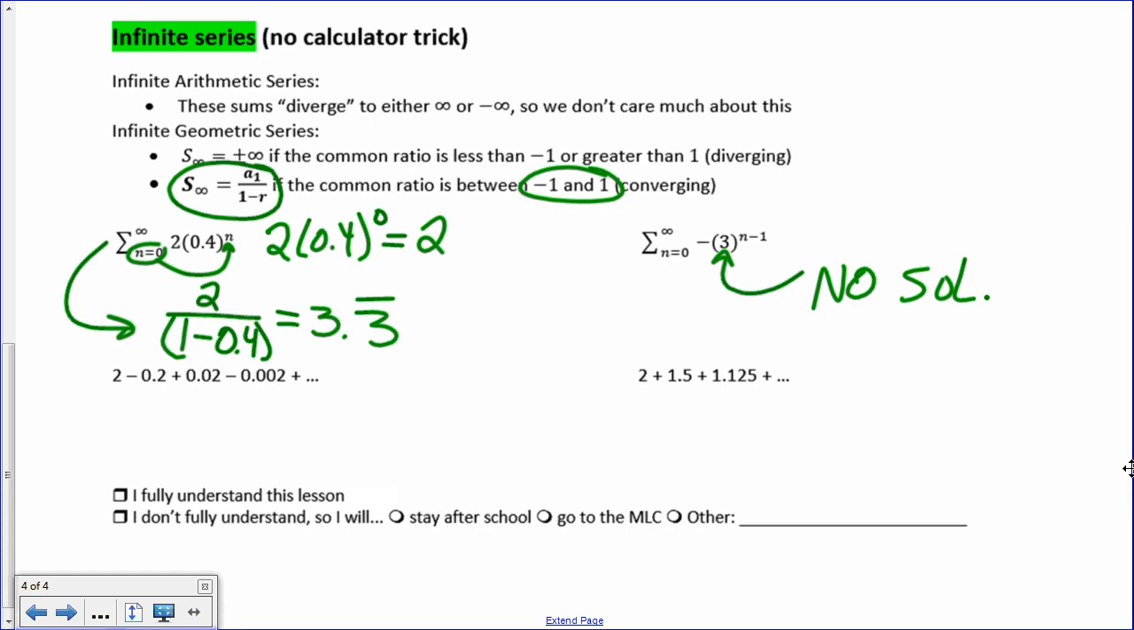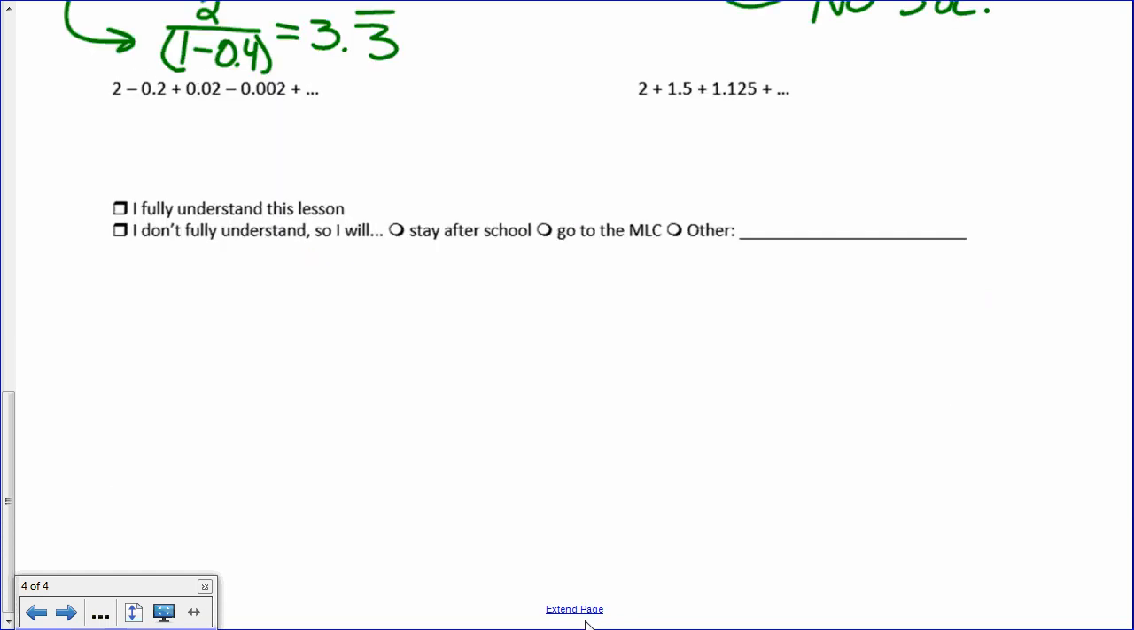Alright, so we're going to wrap up with one of these last ones. Which one do you guys want to do? The second one's always easier. First one. Okay. Alright, so how do I know that this is infinite, by the way? Because we keep on going. It says ... Keeps going.